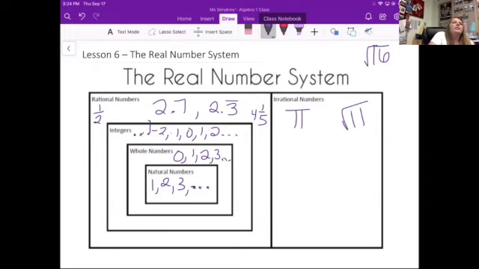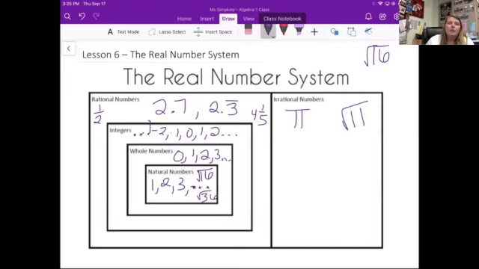What about the square root of 16? Yeah, Kingsley. 4. So would 4 be considered irrational? No, 4 would be all the way over here. So I would actually put the square root of 16 under natural numbers. What about the square root of 36? What number times itself gives you 36? 6. So that would also be under natural numbers.